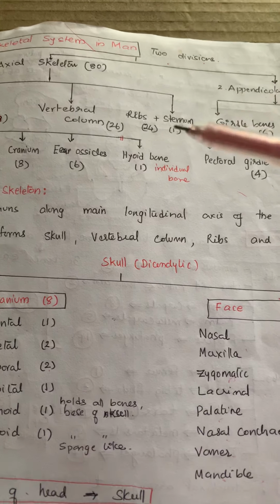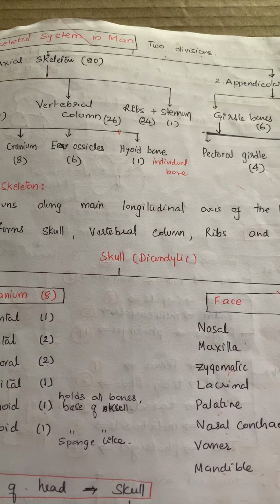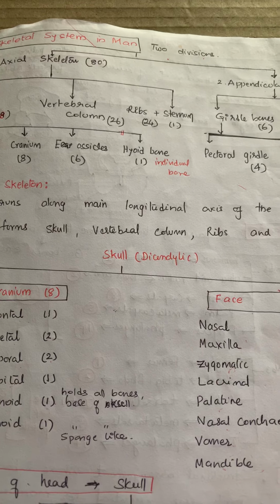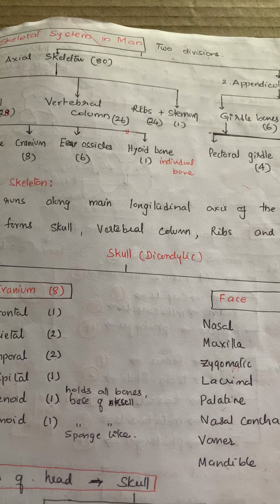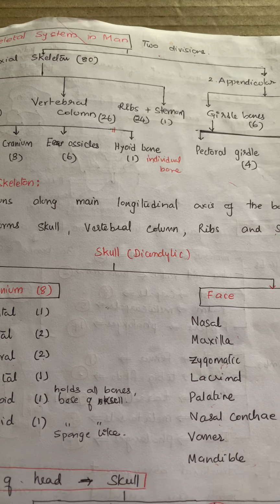Today let me discuss skeletal system in man. Generally, skeletal system in man consists of two divisions: axial skeleton and appendicular skeleton. Axial skeleton is the skeleton which runs along main longitudinal axis of the body.